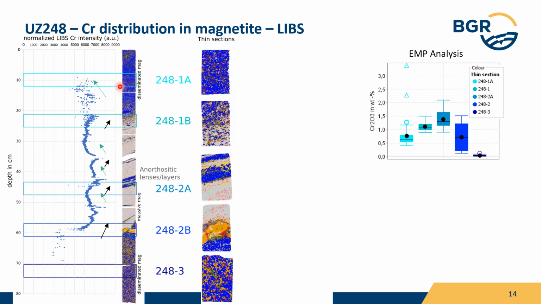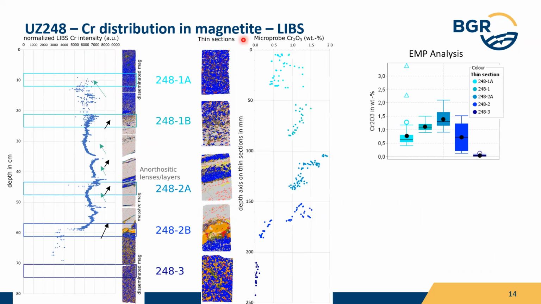So these boxes here in the different blue colors are thin sections. This is the mineral classification here. So we have 5 thin sections from these different areas. And now this is the microprobe analysis coming. So this light blue is this thin section. And here we have the microprobe data. The x-axis is the chromium, and the y-axis is actually the y-axis here from the drill core.